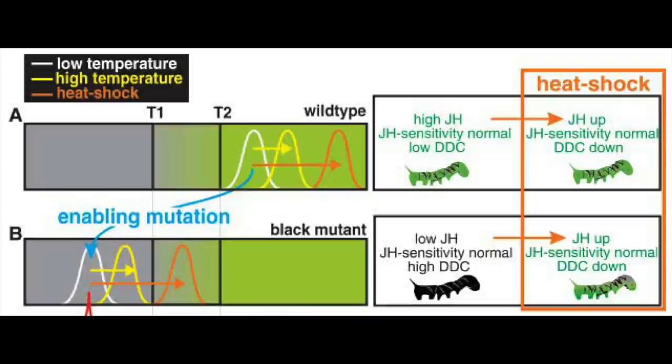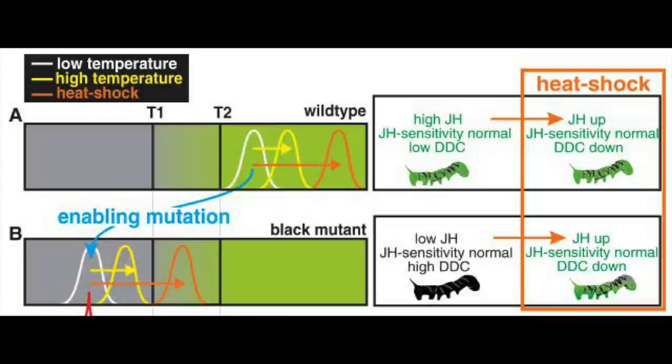And what's being plotted is the concentration of juvenile hormone in the larva. You can see those little bell-shaped curves over there to the right. Now, normally, this concentration of juvenile hormone is sensitive to temperature. That is, if you crank up the temperature a bit, the concentration of juvenile hormone shifts to the right. It becomes stronger in its effect.